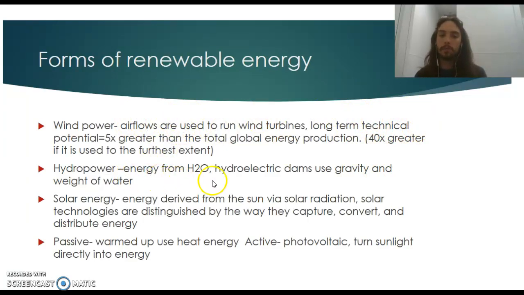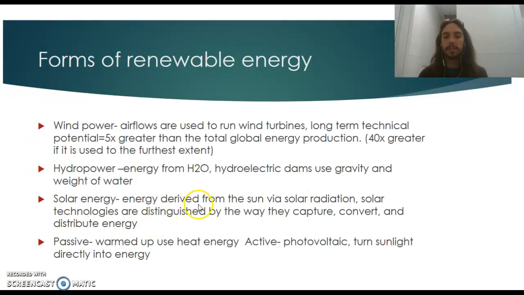Hydropower. It's energy from water. Hydroelectric dams use gravity and the weight of water to spin turbines. So they hold a bunch of water behind something, and then they let it go through the dam, and that's going to have the water go over turbines. It's going to spin the turbines, which drives a generator, which creates electricity.